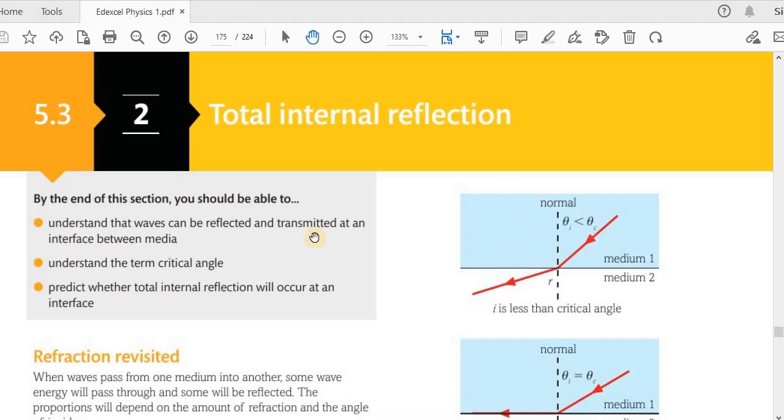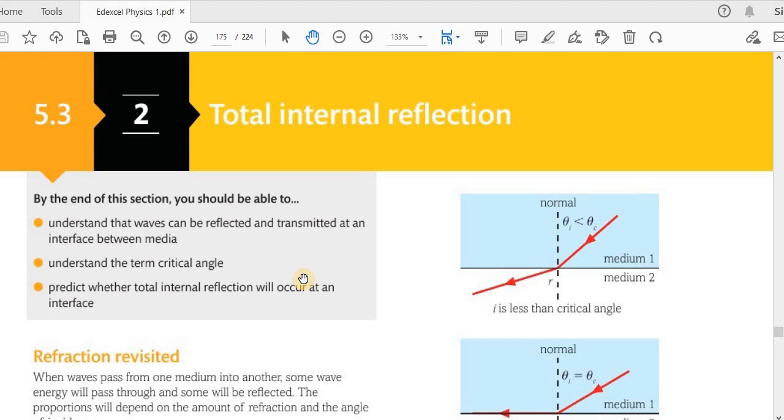By the end of this section, you should be able to understand that waves can be reflected and transmitted at an interface between media. Now interface is the boundary. For example, over here this line is separating the two media. Say this is glass and this is air, for example. Then this line is the interface, also called the boundary. Also we can say this is the surface of the glass if this material is glass and this material is air. Understand the term critical angle.